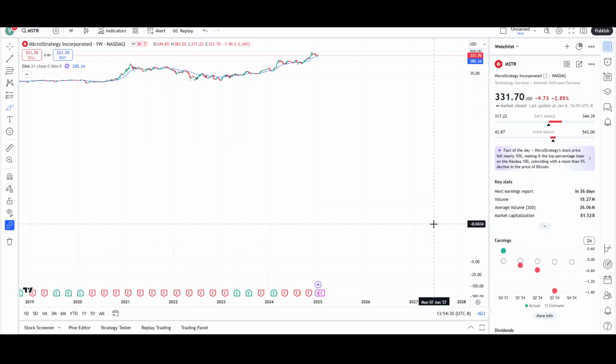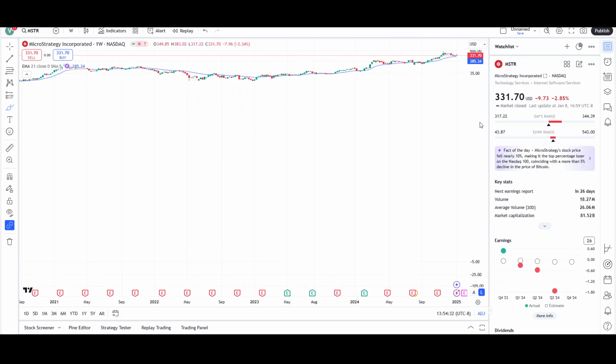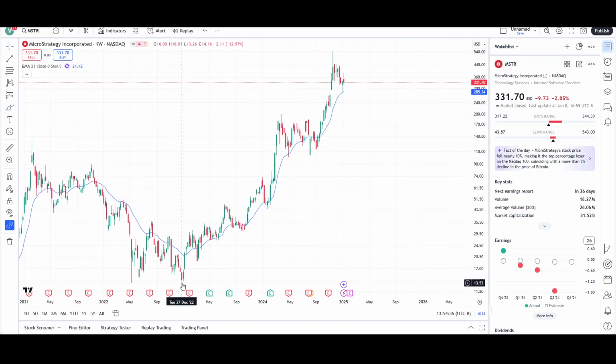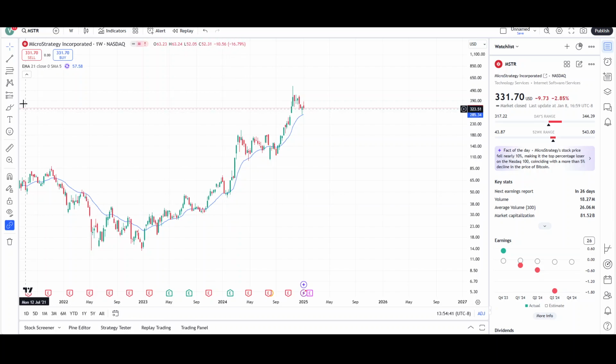Now let's take a look at the log scale. If you look at the log scale, it just looks like a nice uptrend right over here that bottomed in December of 2022, January of 2023, and we've been making higher highs and higher lows ever since.